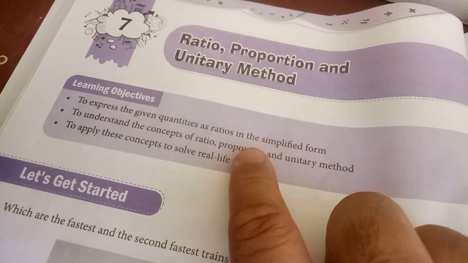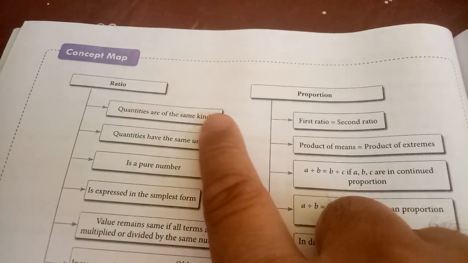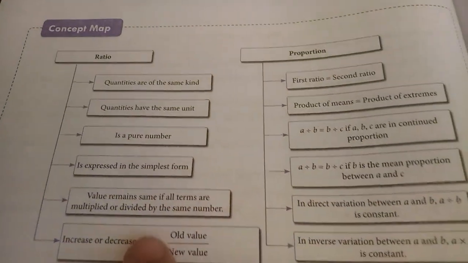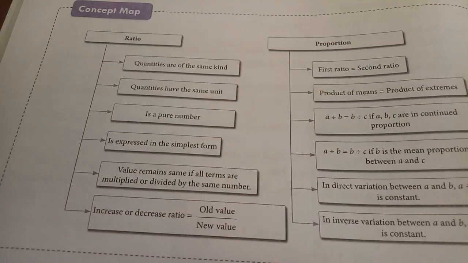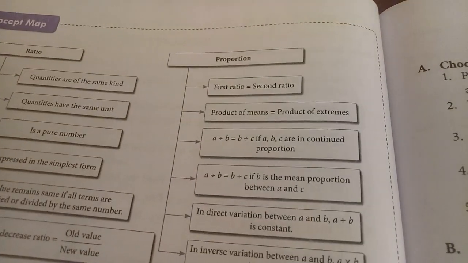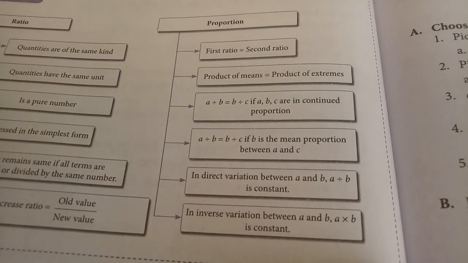Chapter 7: Ratio, Proportion and Unitary Method. A ratio compares quantities of the same kind and the same unit; it is a pure number expressed in simplest form. The value remains the same when both terms are multiplied or divided by the same number. For increasing or decreasing ratio, use old value upon new value. In a proportion, the first ratio is equal to the second ratio, and the product of the means equals the product of the extremes.